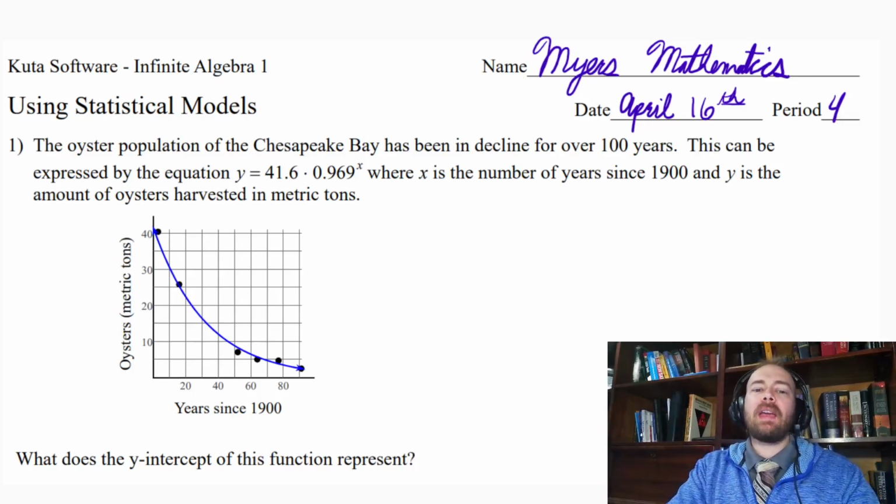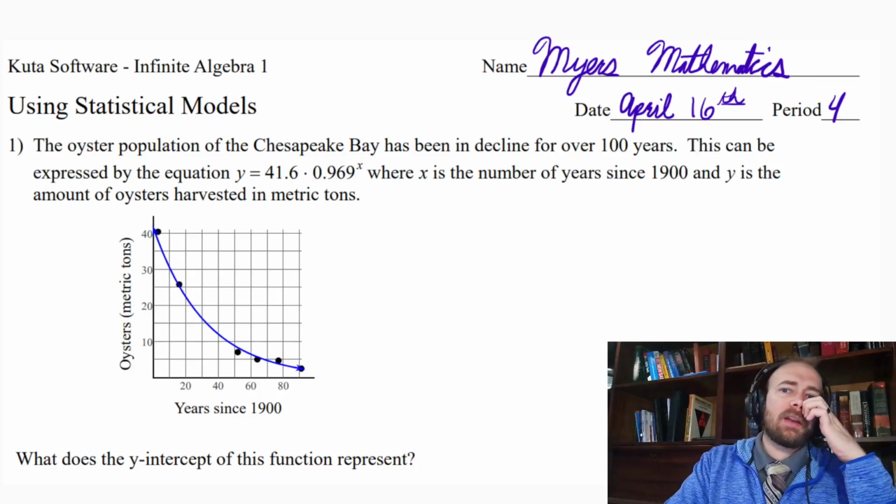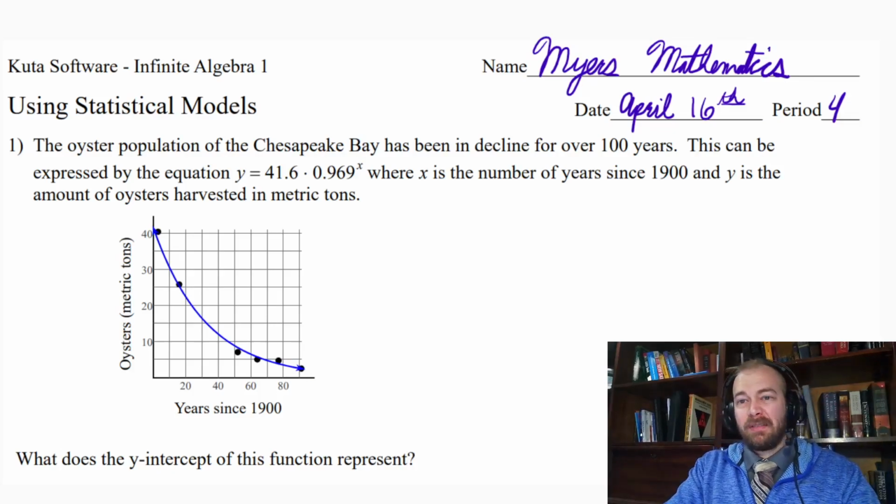This is a worksheet on using statistical models, part of Kuta Software, Infinite Algebra 1. The oyster population of the Chesapeake Bay has been in decline for over 100 years. This can be expressed by the equation y = 41.6 times 0.969 to the x power, where x is the number of years since 1900, and y is the amount of oysters harvested in metric tons. What does the y-intercept of this function represent?